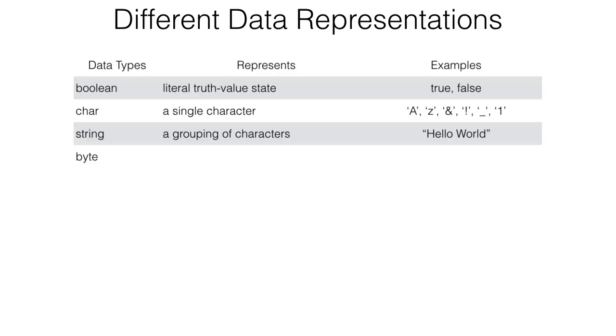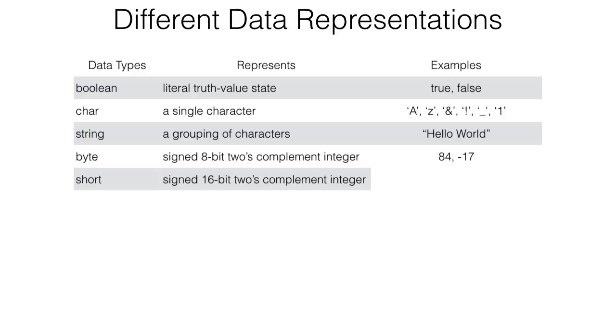There's the byte. Now, we already talked about bytes. If you go back to CS100, you know what a byte is. It has 8 bits in it. So a byte is a signed 8-bit 2's complement integer. You should know what that is from CS100. So therefore, examples would be 84 and -17. There's the short. That's a signed 16-bit 2's complement integer. So that would be an example of 872 to -304. Notice the difference between byte and short. Byte is 8, short is 16. So a short is what? It's 2 bytes. I just want you to hold that in your mind. When we get to the end of the numbers, we're going to talk about that.